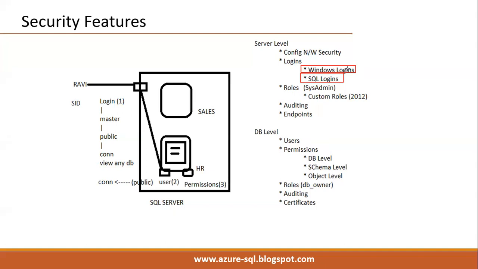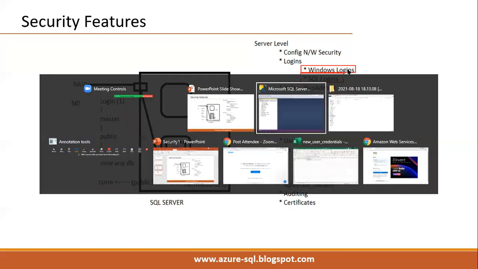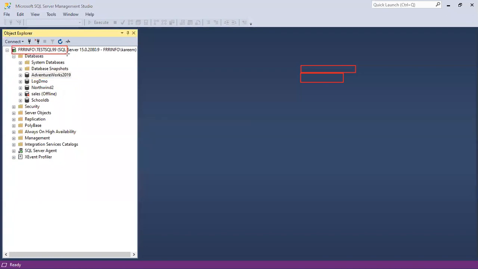SQL logins are there for any domain users. Suppose I want to allow you to connect from your laptop to my instance, meaning you open SSMS on your laptop and want to connect to this instance running on my machine. Then remember, which login do I have to create for you to allow access: SQL login or Windows login?